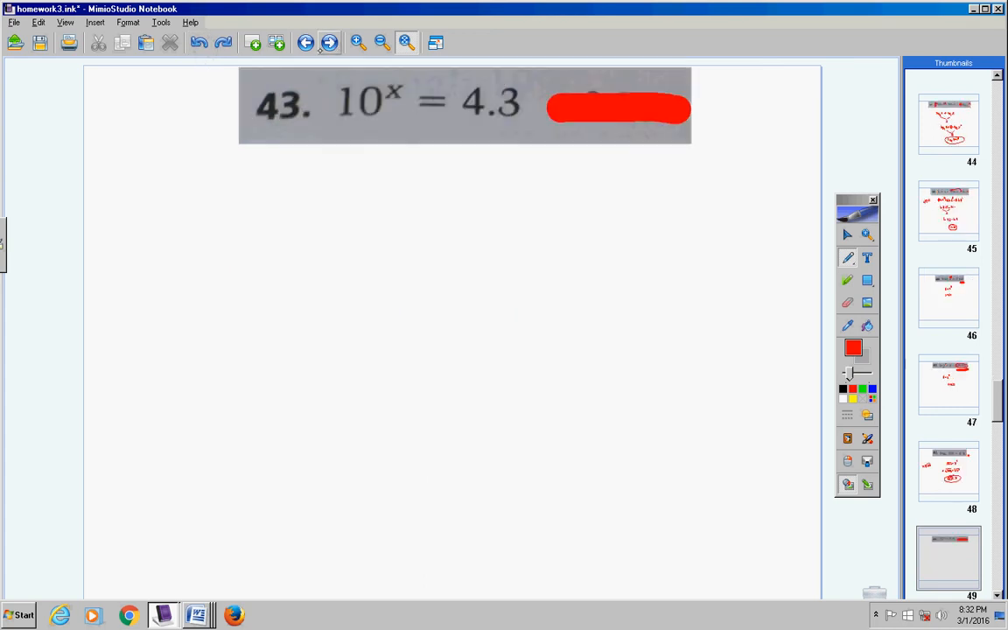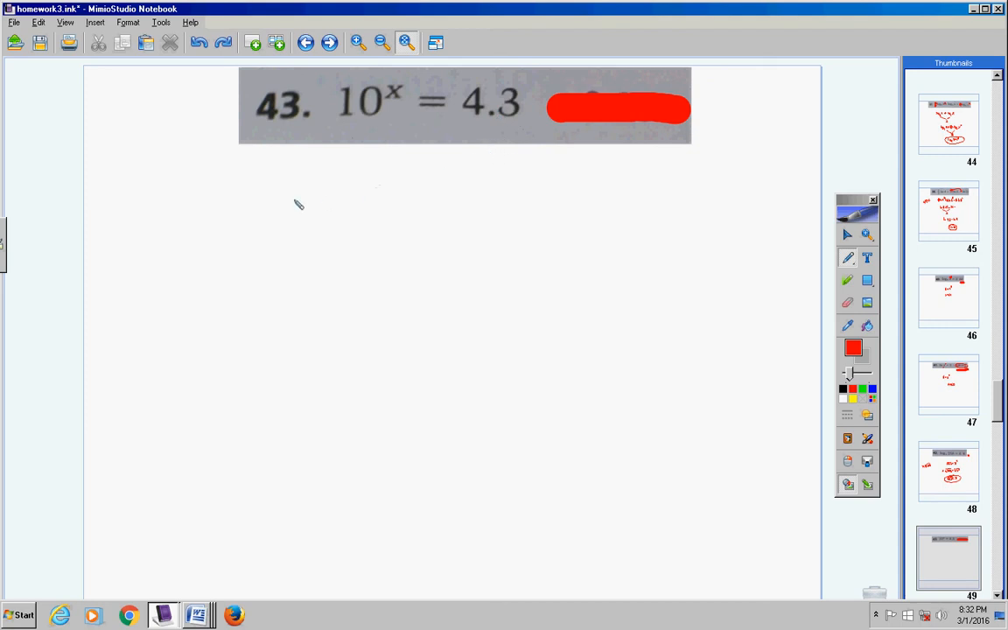Always check your answers on these. Always. 43. Okay, now we're dealing with an exponential equation. Does everybody see that? An exponential equation. Step 1, isolate the exponent and its base. Well, here's the base, here's the exponent. They're isolated. Step 2, try to write both sides with the same base. Well, that's not possible. You can't write a 10 with a 4.3 or write a 4.3 with a base of 10.